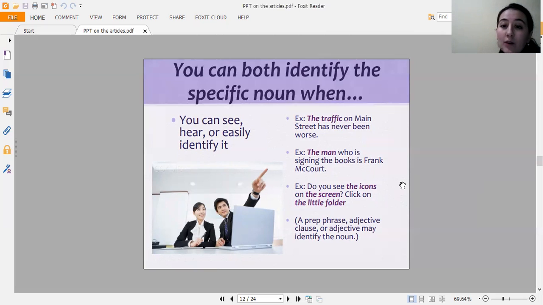The traffic on Main Street has never been worse. The traffic, we can see it, and that's why we can use the article the. The man who is signing the books is Frank McCourt. Because the explanation is given following, we can identify which man this is. That's why we can use the article the here. Do you see the icons on the screen? Click on the little folder. A preposition, phrase, or adjective clause. Adjectives may also identify the noun.